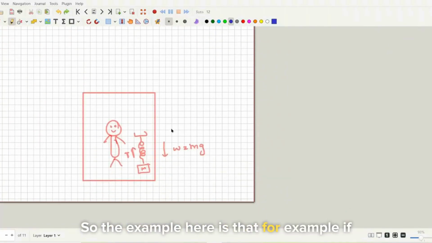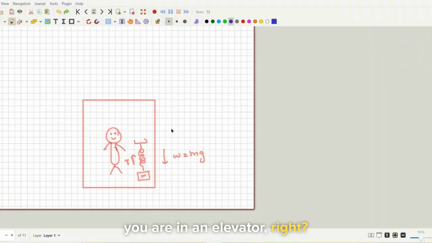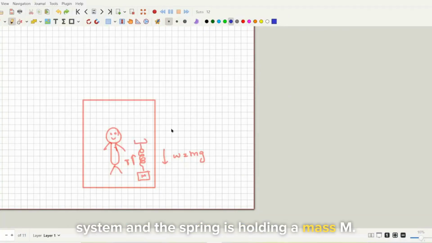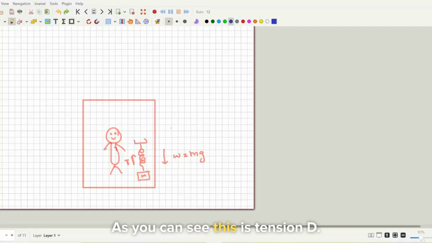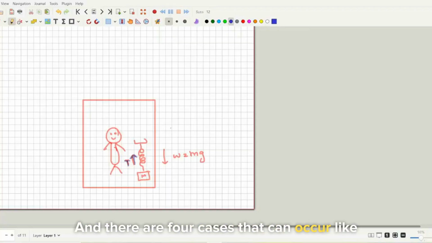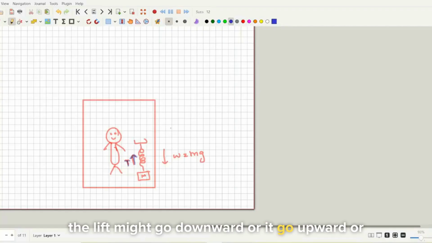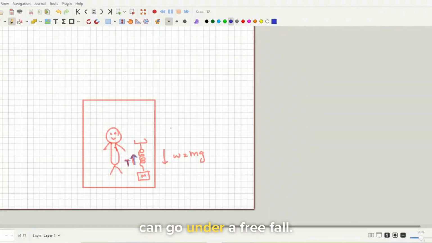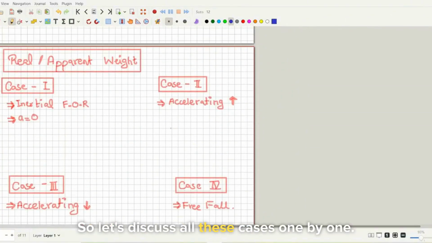The example here is that, if you are in an elevator, and the elevator might move upward or downward, and you are holding a spring system, and the spring is holding a mass m, and there is a tension T. As you can see, this is tension T, and the tension is in the spring, and the weight W is equal to mg, that is downward because of gravity. There are 4 cases that could occur: the lift might go downward, or go upward, or it can be in an inertial frame of reference, or it can go under free fall. Let's discuss all these cases one by one.